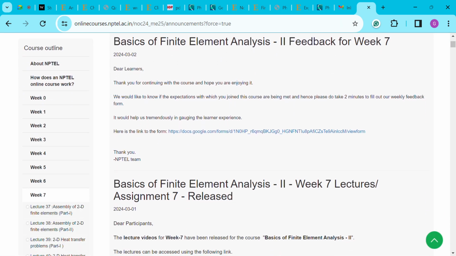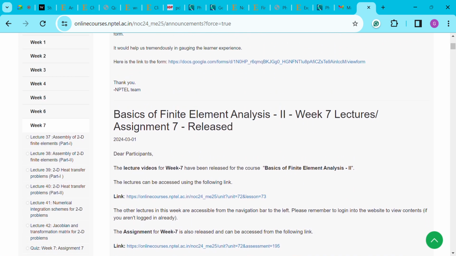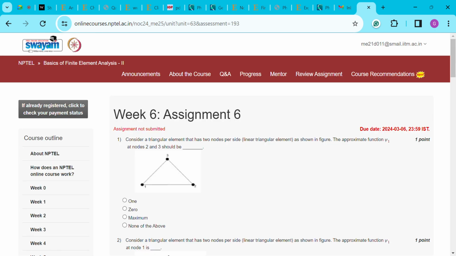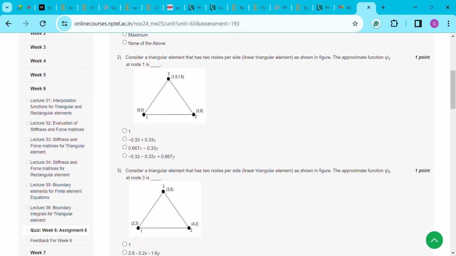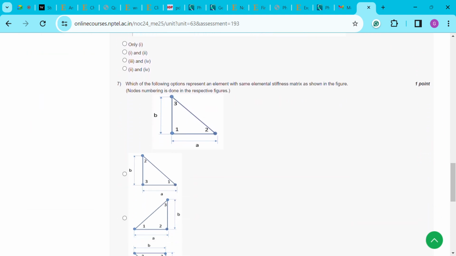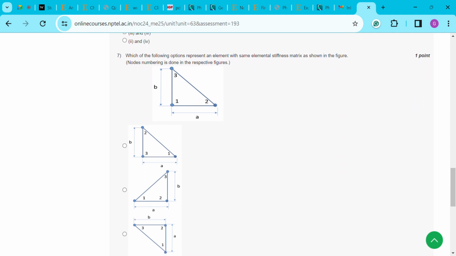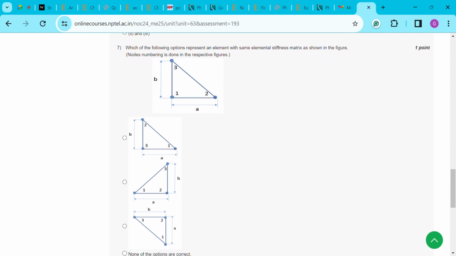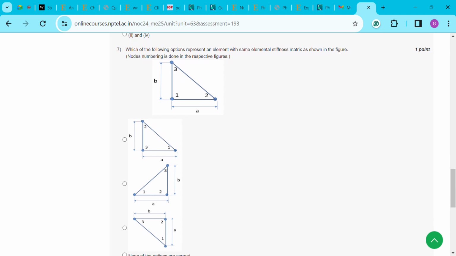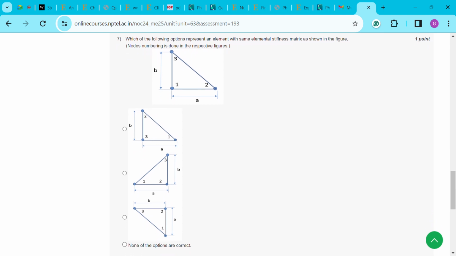Week 6 assignment, seventh question. Yeah, this one. Which of the following options represents an element with the same elemental stiffness matrix as shown in the figure? No numbering is done in the respective figures.